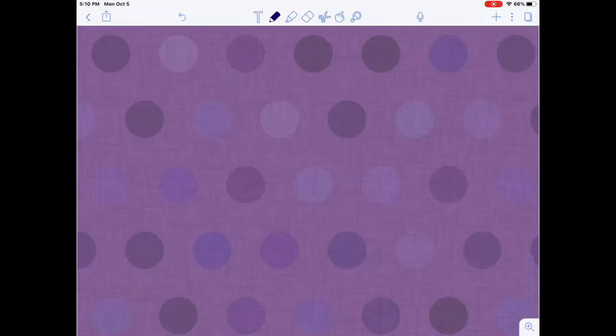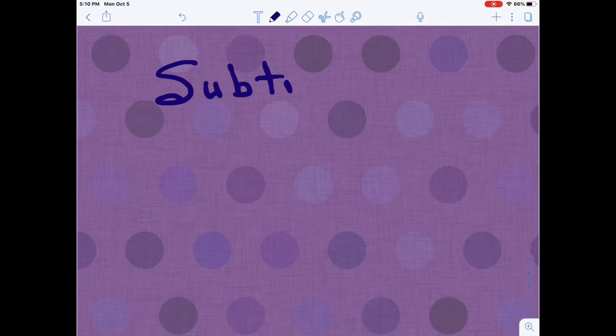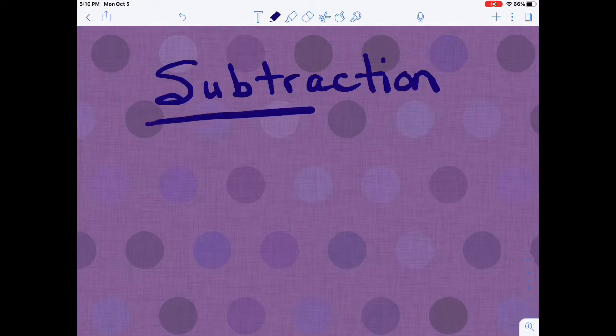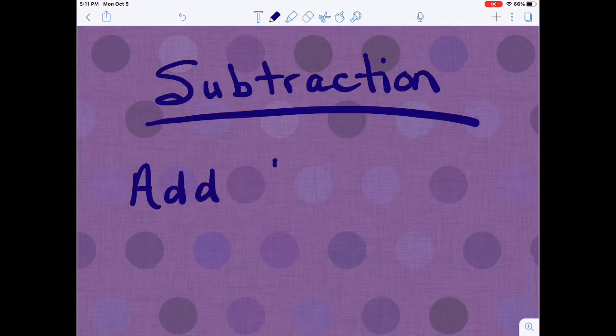I want to talk about subtraction one more time. If you keep wrestling with this, it will stick in your mind and make sense at some point, I promise. So subtraction, we could be kind of profound and say that there's no such thing as subtraction. Subtraction is really just addition. Subtraction is when we add the opposite.